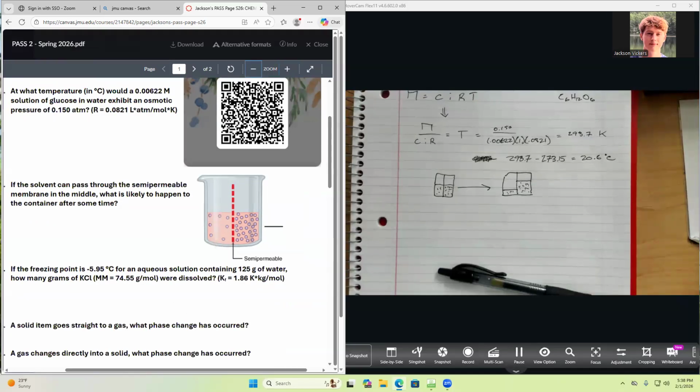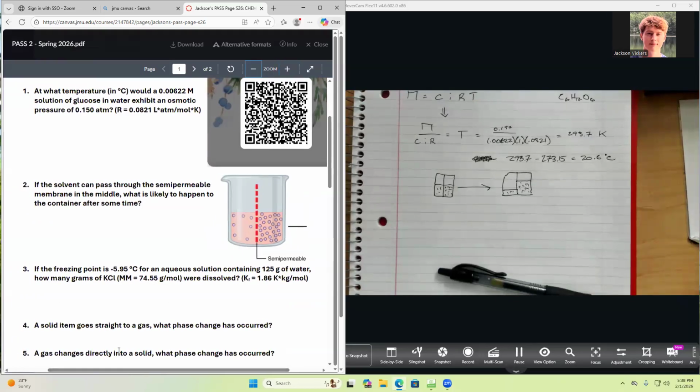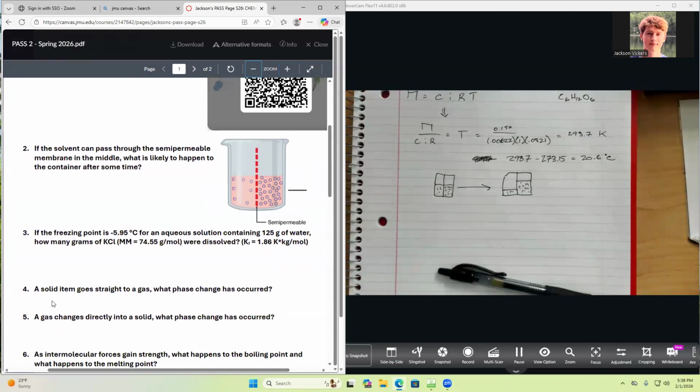And you might have learned that in like bio 140 class or something like that as well. All right, this one now is a good example of what you were asking me about of when to use the other formula. So I've told you that the freezing point is minus 5.95 Celsius. So we're kind of starting backwards here. And we're dealing with an aqueous solution.